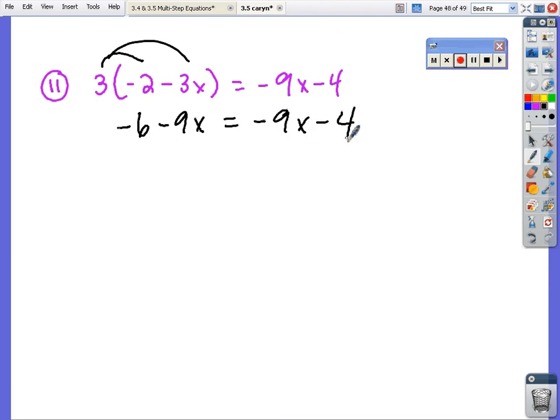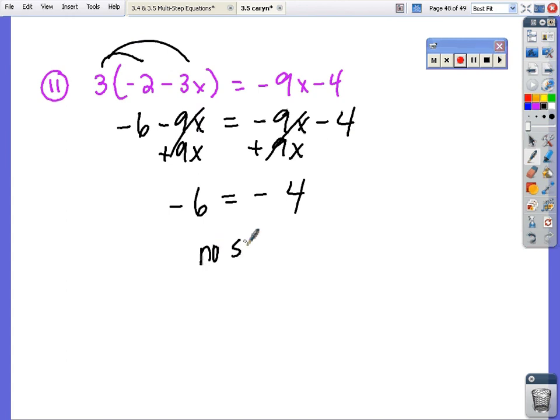Now I'm going to add the 9x to both sides, but what happens when I do that is the x's totally cancel out. I'm just left with negative 6, which equals negative 4. That is not a true statement, so there is actually no solution to this problem. There's no number that you could put in for x to make this work.